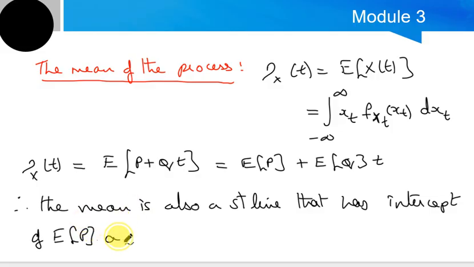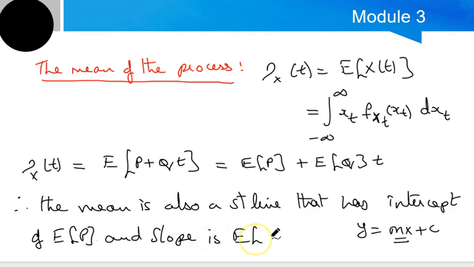And what is the slope of the line? We know that if y equal to mx plus c, what is the slope? The slope is m. Here x is given by t. So the slope here is going to be e of q. I hope you would have understood till here. For it is a straight line, so it is a linear equation and quite simple to solve.